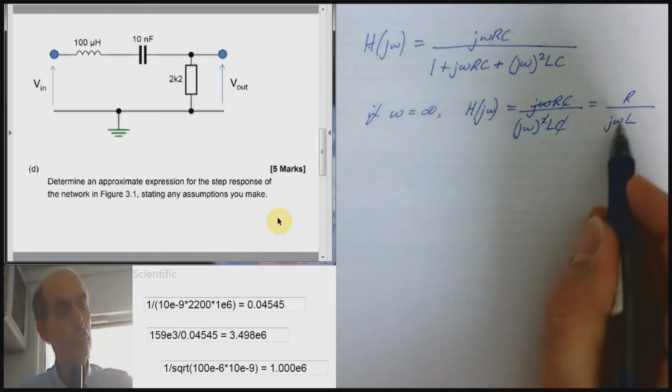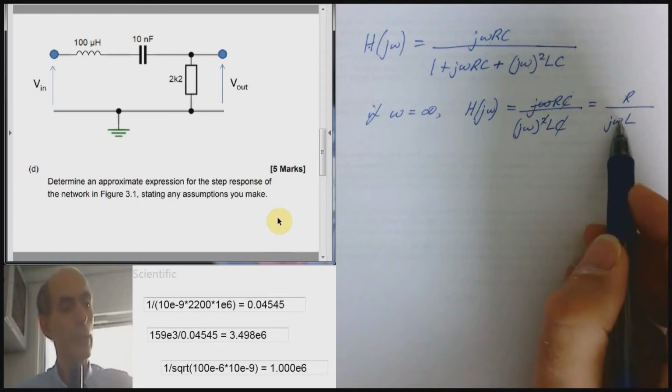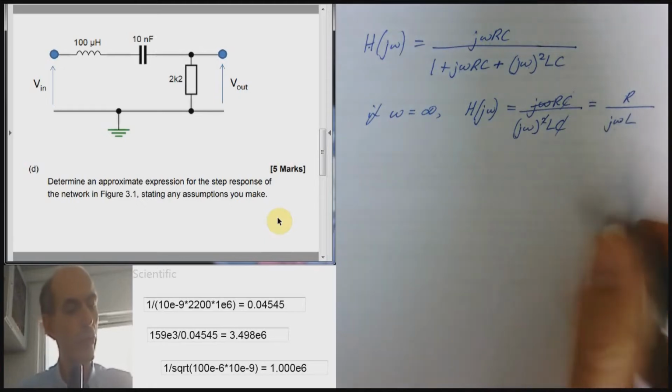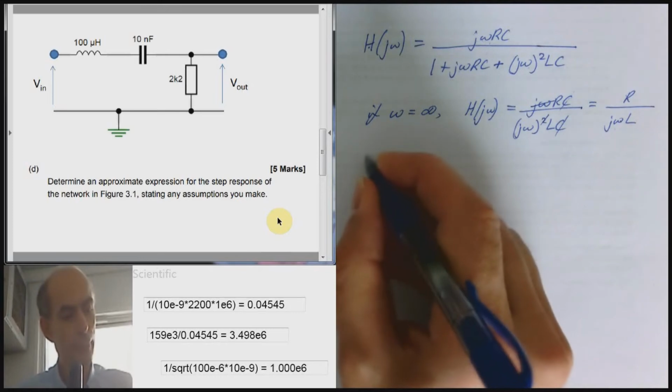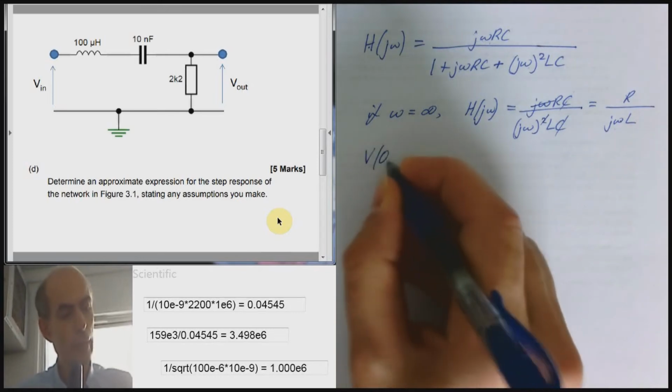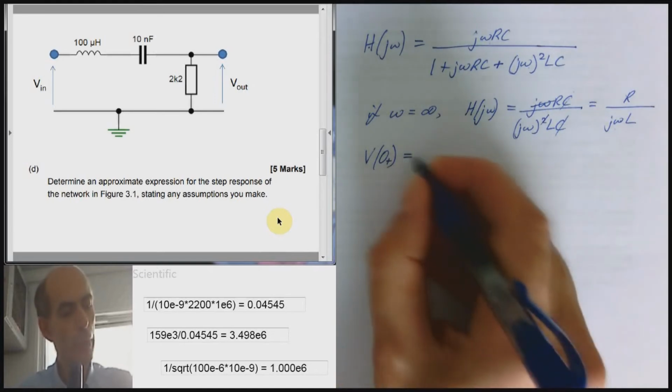But if omega is heading off to infinity, then this is going to become 0. It's something finite divided by something absolutely enormous. That's going to tend towards 0. So, initial value of our step response, I'll call it V 0 plus, just after the step hits, will be 0.